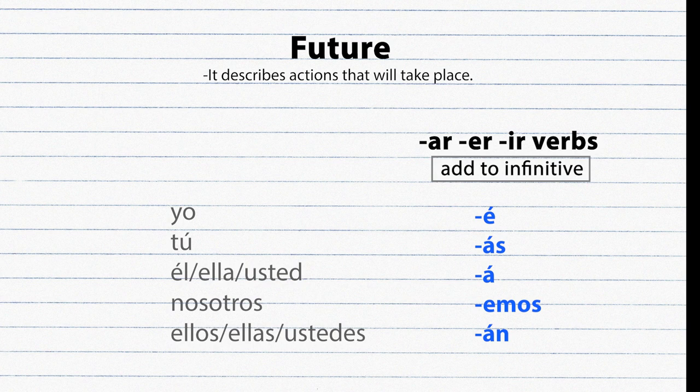Future tense. It describes actions that will take place. So far, we have used the stem to conjugate these tenses. But for the future tense, the entire infinitive is used as a stem.